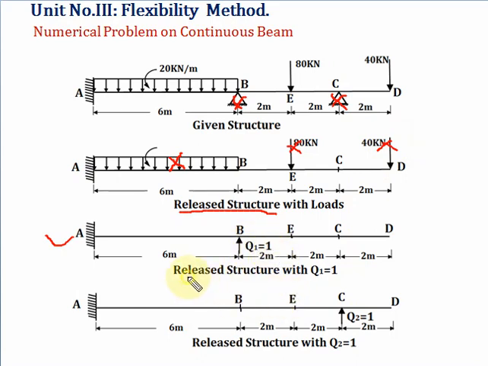So this is the release structure with Q1 equal to 1. Now in the next figure, again all the loads are removed and we have applied Q2 equal to 1. So release structure with Q2 equal to 1.